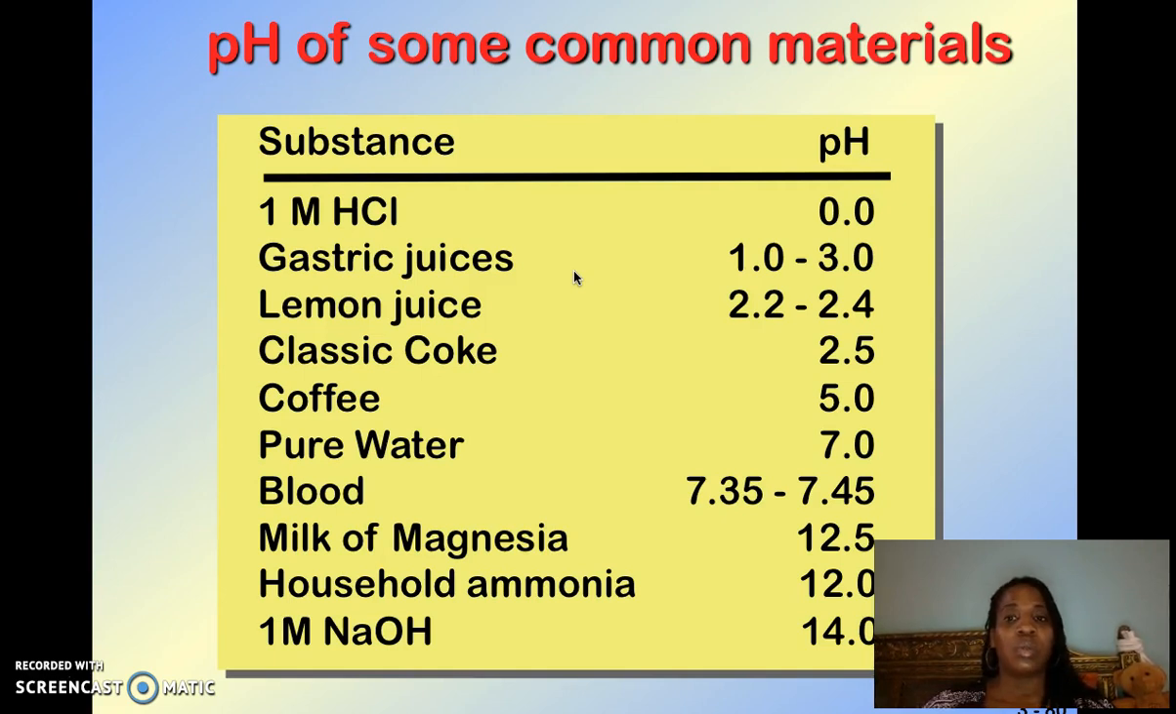Lemon juice would be somewhere around 2. Soda, somewhere around 2.5. Coffee, closer to 5. Pure water, right around 7. Your blood, slightly basic, right above 7. Milk of magnesia, which is used to neutralize stomach acid, is about 12.5. Ammonia, which is used for cleaning glass mostly, is about 12. And then on the extreme, if you had lye, sodium hydroxide, that would be about 14.